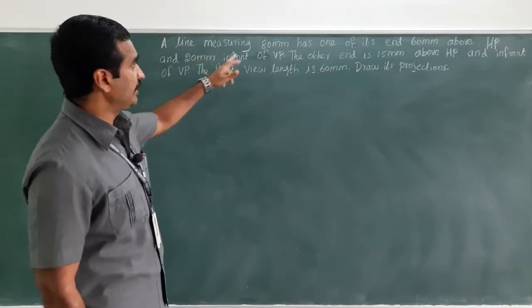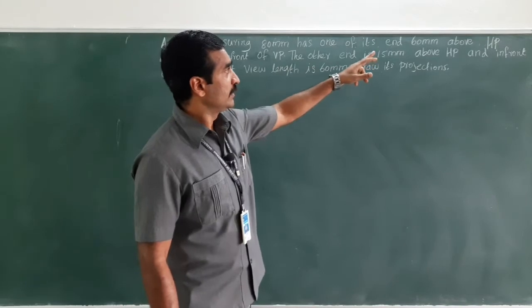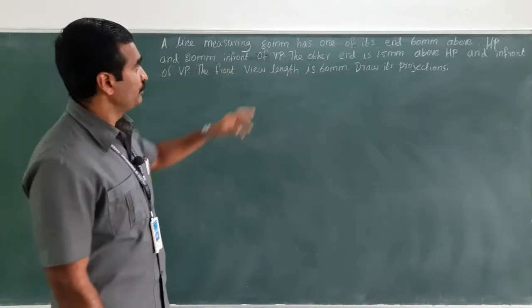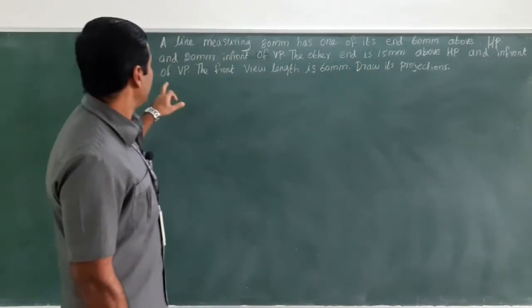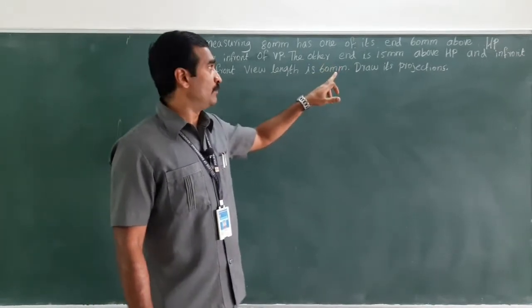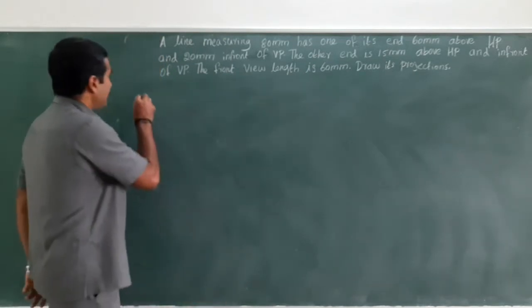A line measuring 80 mm has one of its ends 60 mm above HP and 20 mm in front of VP. The other end is 15 mm above HP and in front of VP. The front view length is 60 mm. Draw its projections. Right? The given data.